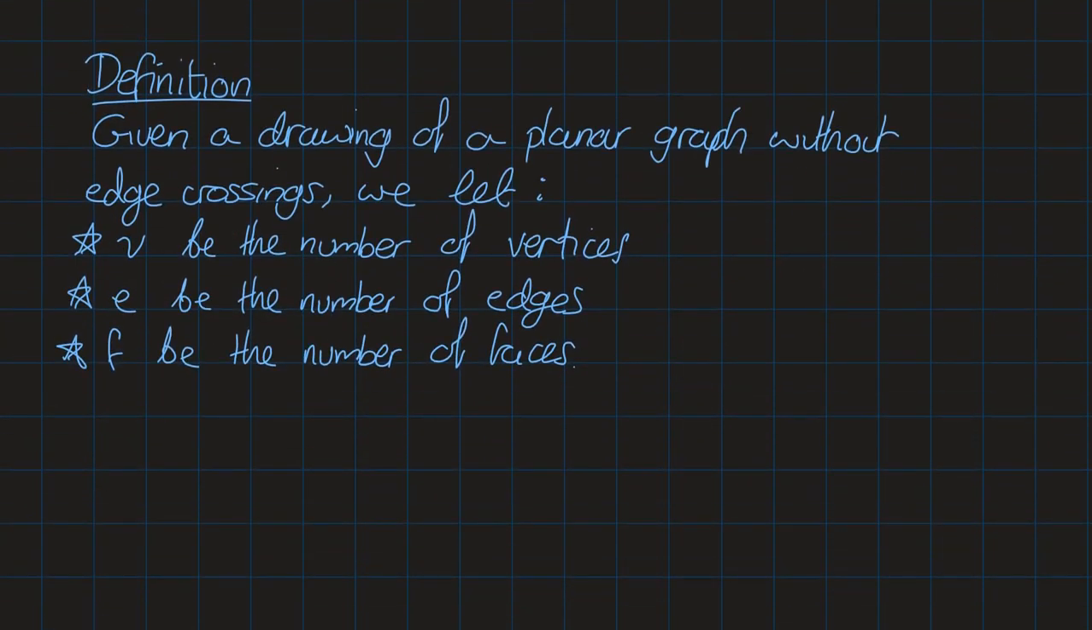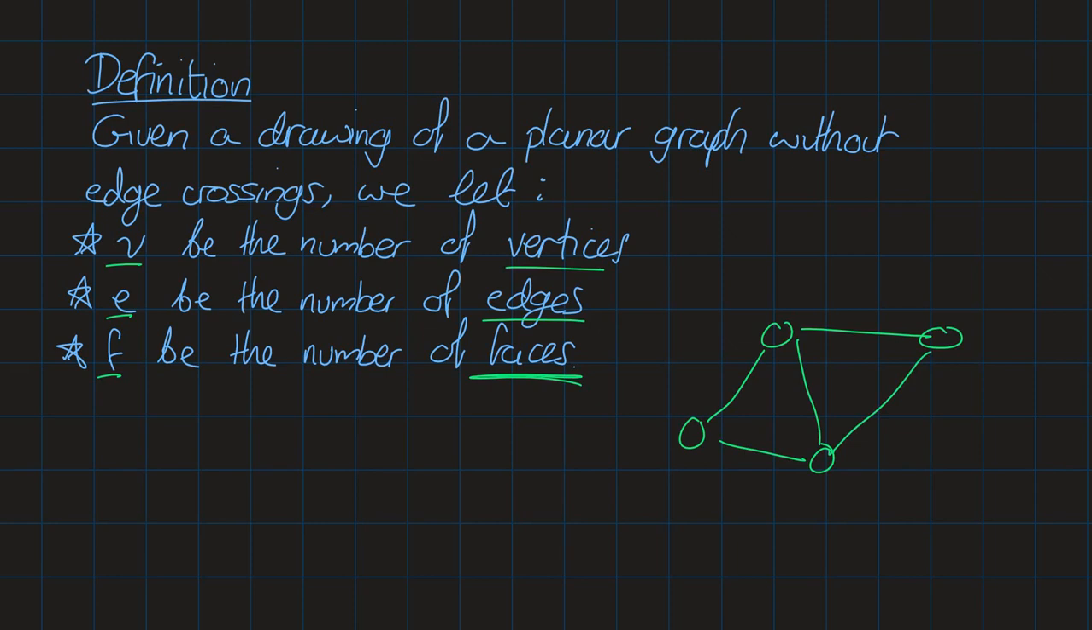Given a drawing of a planar graph without edge crossings, so it's always possible by definition to draw a planar graph without edge crossings. So if you have a drawing of a planar graph without edge crossings, we define the following numbers. We let V be the number of vertices, E be the number of edges, and F be the number of faces. And faces is the new thing, okay? A face is just something enclosed by vertices and edges.